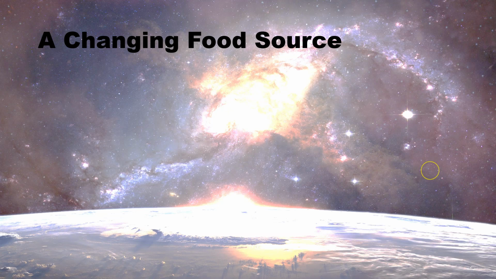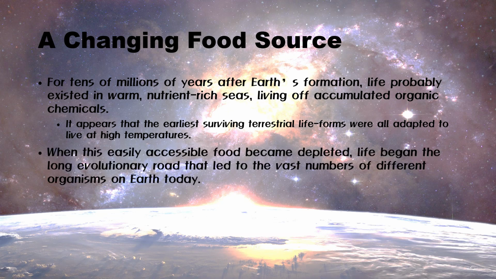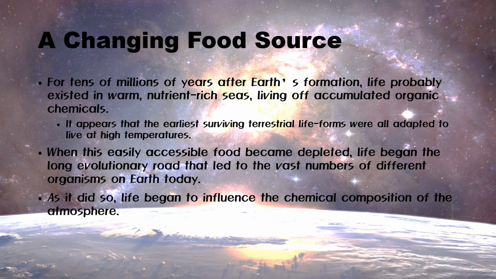And because, when these organisms start evolving, well, it starts changing the food source of what is available. For tens of millions of years after Earth's formation, life probably existed in warm, nutrient-rich seas, living off accumulated organic chemicals. In fact, it appears that the early surviving terrestrial life forms were all adapted to live at very high temperatures. When this easily accessible food, though, became depleted, life began the long evolutionary road that led to the vast numbers of different organisms on Earth today. And as it did so, life began to influence the chemical composition of the atmosphere.